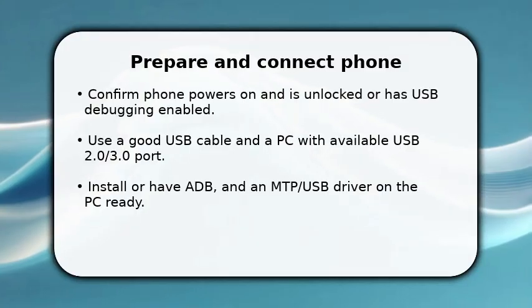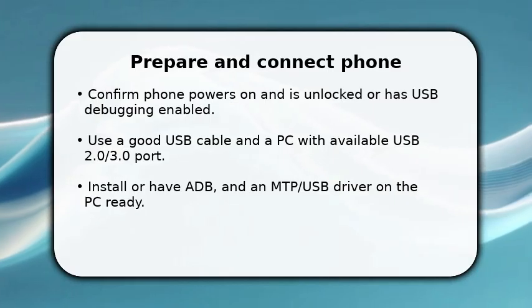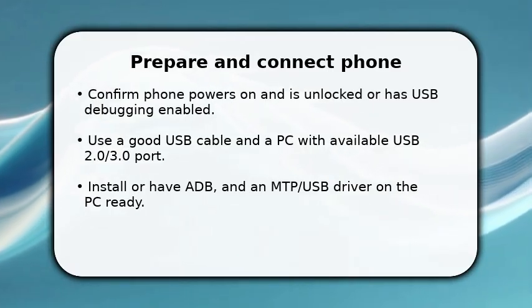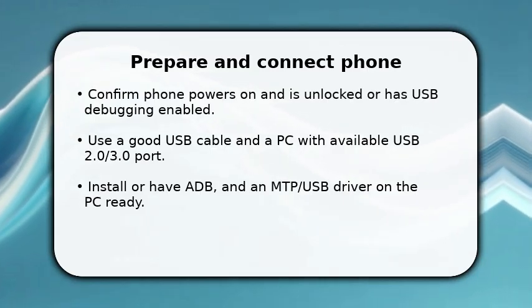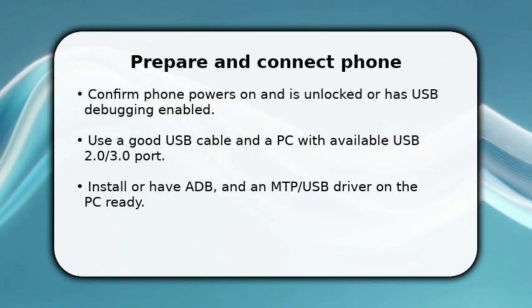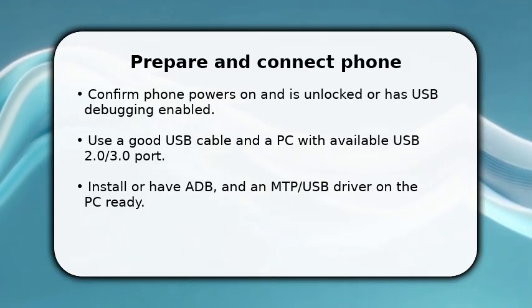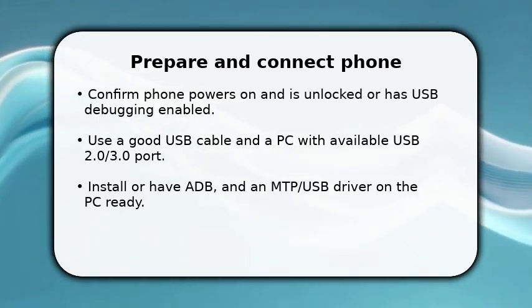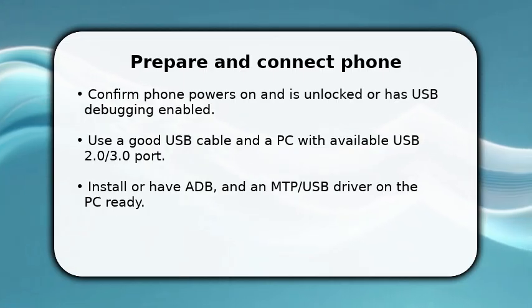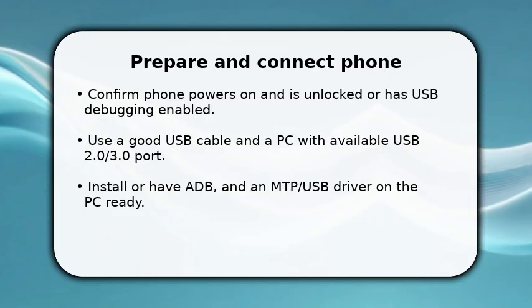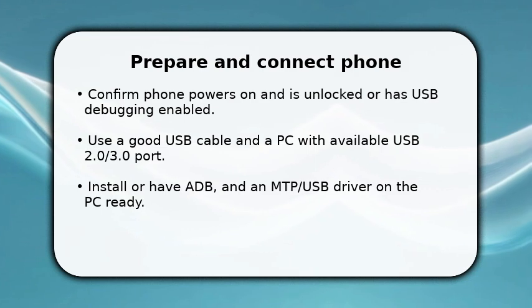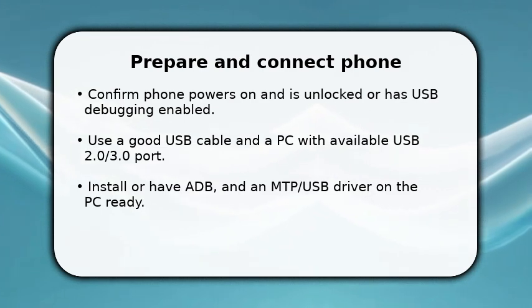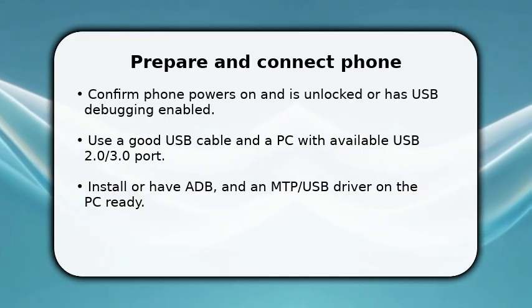You start by confirming the broken screen phone still powers on and accepts touch or is already unlocked. This matters because you need authorization to access data. Once done, plug a reliable USB cable into a known USB 2.0 or 3.0 port on your PC. Make sure ADB and the proper MTP/USB drivers are installed on the computer. These let your PC see the phone. If you previously enabled USB debugging, you'll skip extra steps, so check that first and prepare to authorize the connection.